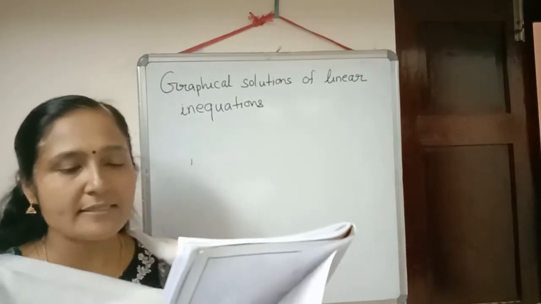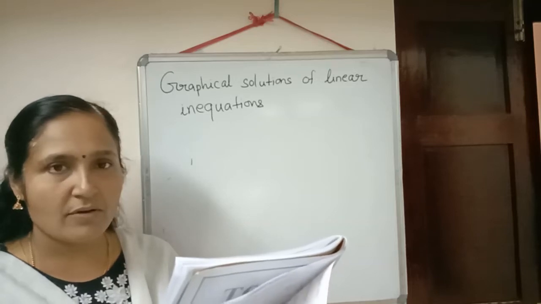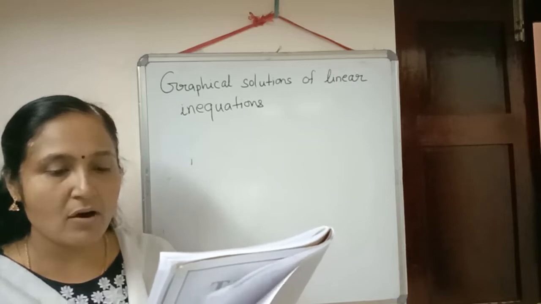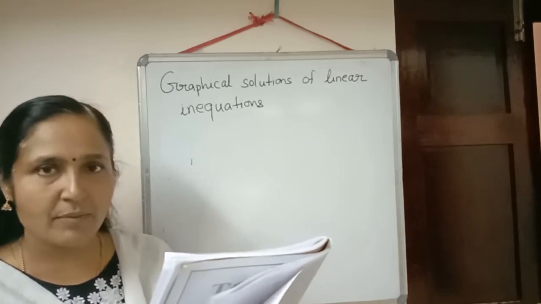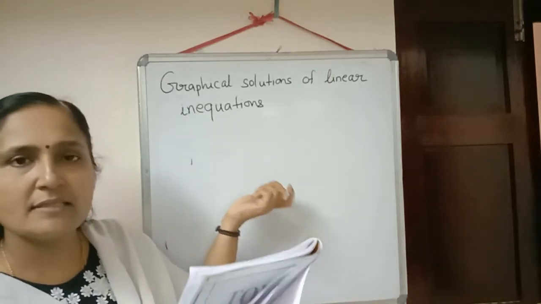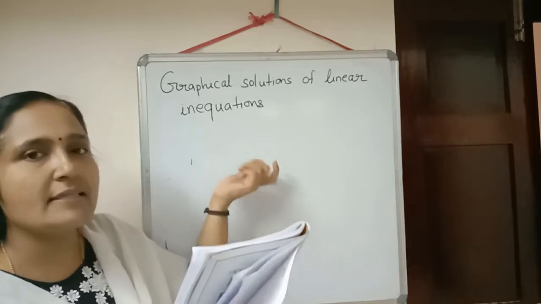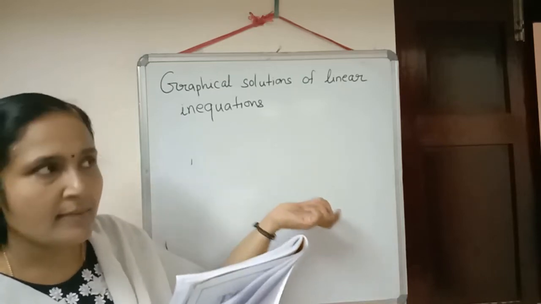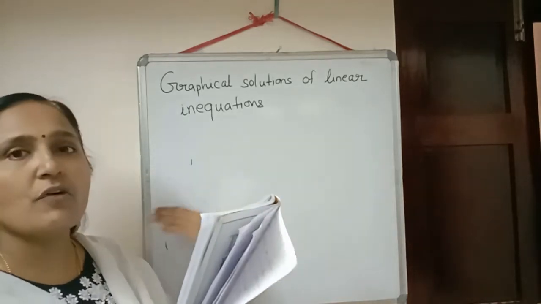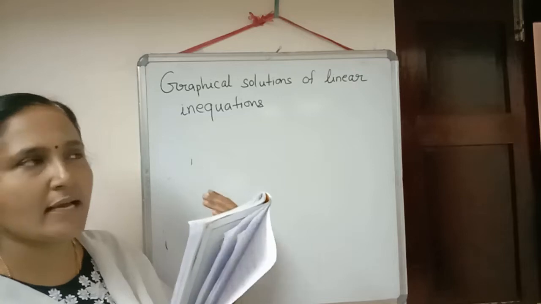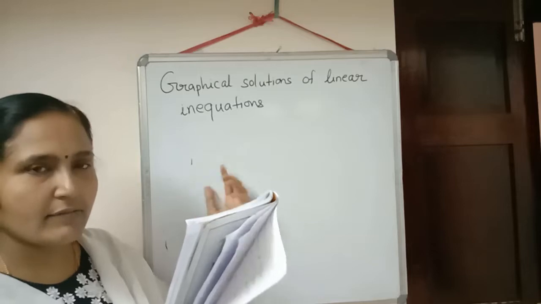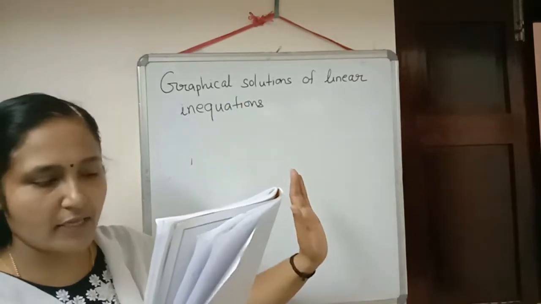If it satisfies the inequation, the solution region will be on the side of the origin. What are we checking? We are checking whether the origin (0, 0) satisfies the inequation or not. If the origin satisfies the inequation, then the solution region will be towards the origin. On whichever side the origin is, all the points on that side will satisfy the inequation. Otherwise, it will be on the opposite side of the origin.